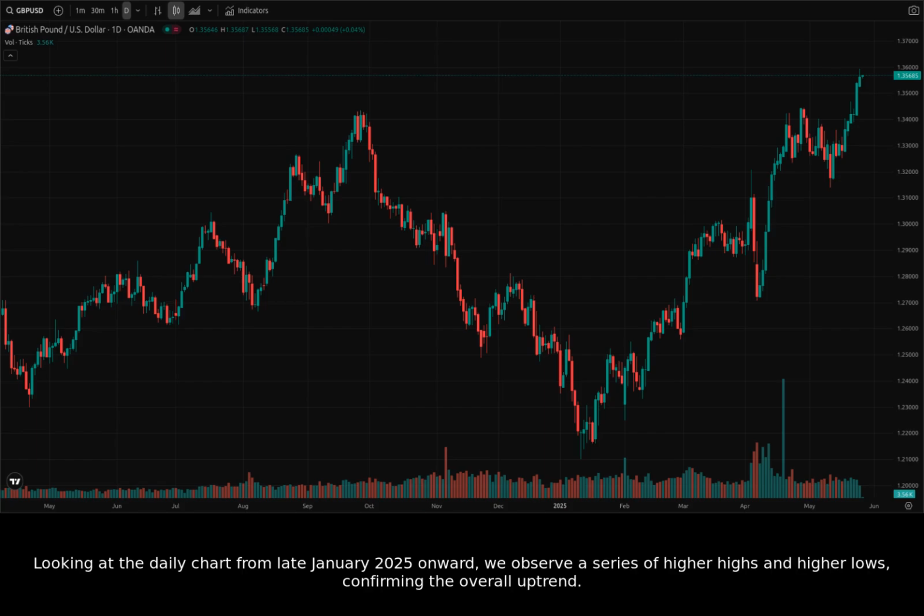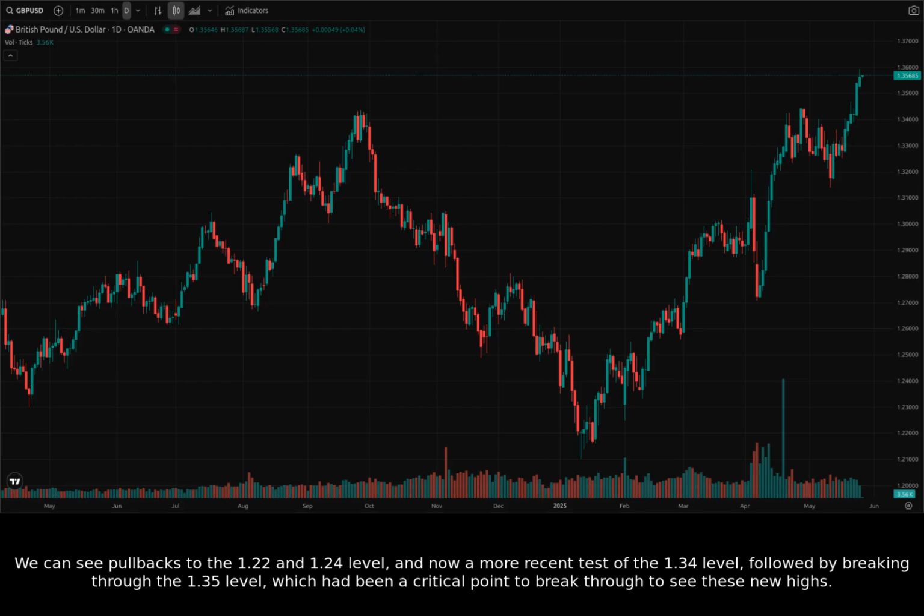Looking at the daily chart from late January 2025 onward, we observe a series of higher highs and higher lows, confirming the overall uptrend. We can see pullbacks to the 1.22 and 1.24 level, and now a more recent test of the 1.34 level, followed by breaking through the 1.35 level, which had been a critical point to break through to see these new highs.